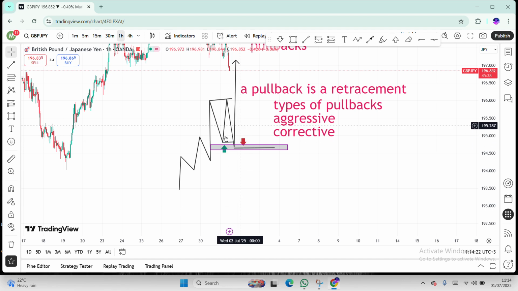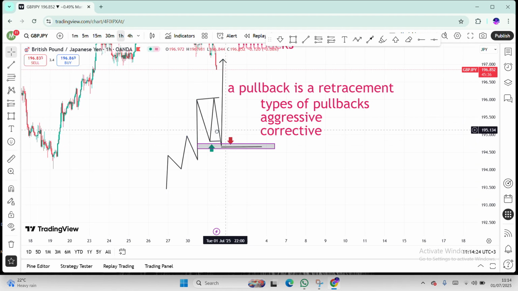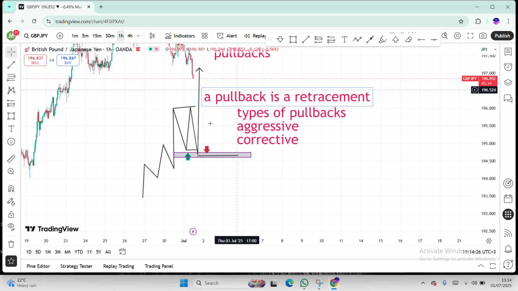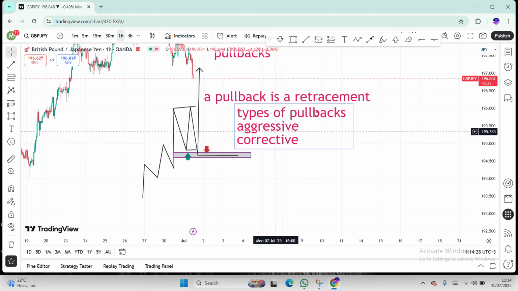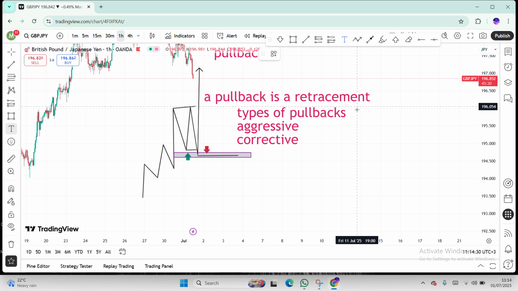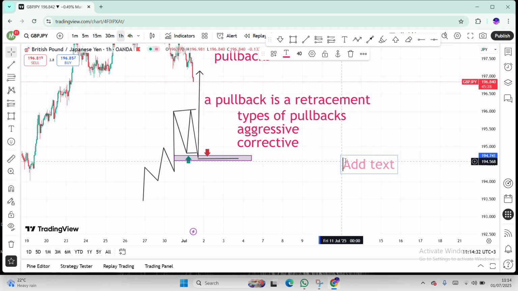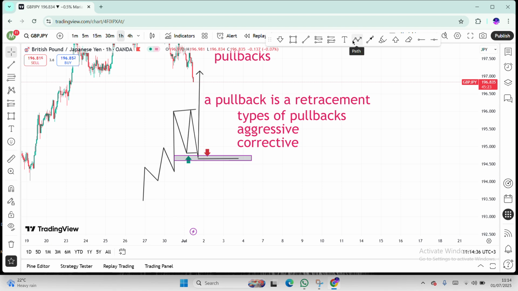So I advise you to stop trading aggressive pullbacks and you trade corrective at least. So this is the corrective. In corrective, it gives you the correct structure or correcting your structure before making a massive move to the upside or to the downside. This is the only difference now.